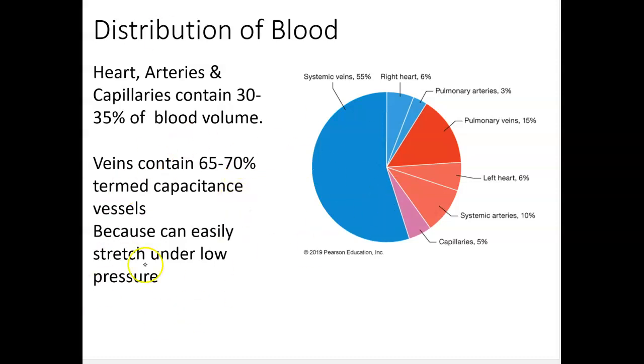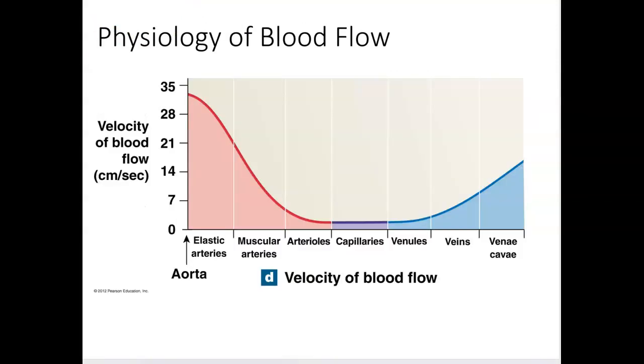We mentioned that the veins are able to stretch. They're called the capacitance vessels because at any given time, your blood is there. They're also the lowest pressure. So their walls, remember, were distensible to stretch. Now you're not memorizing these percentages, but just know at any given moment, most of the blood is in a vein. So when we look at the physiology of blood flow, there's a few things we have to review.